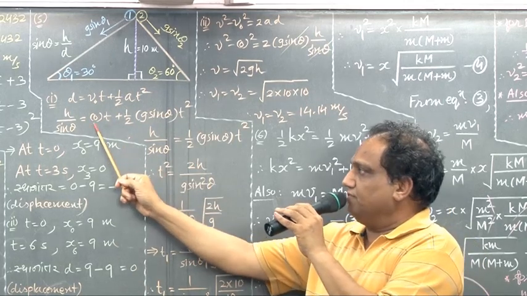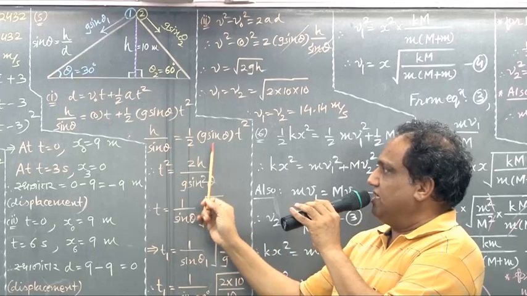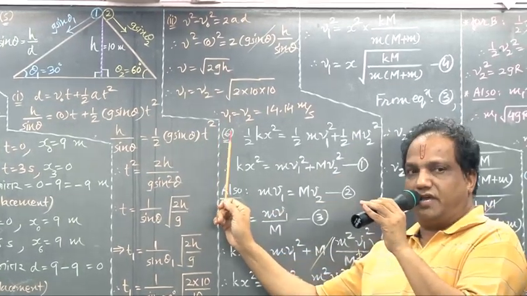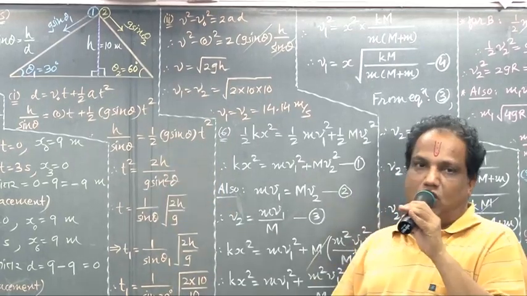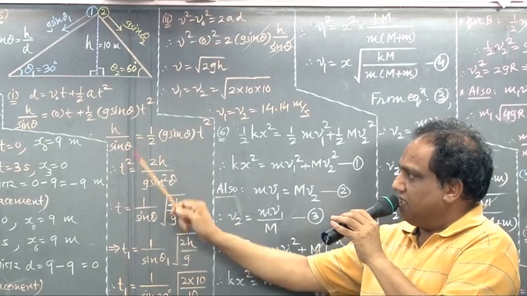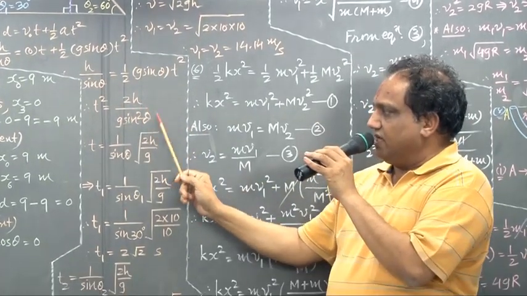Now this part is 0. So h upon sin theta I have written here, equals 1 by 2 g sin theta into t square. Find out t square. 2h, this g sin theta will come down. Correct? So t square is 2h upon g sin theta into sin theta, sin square theta.